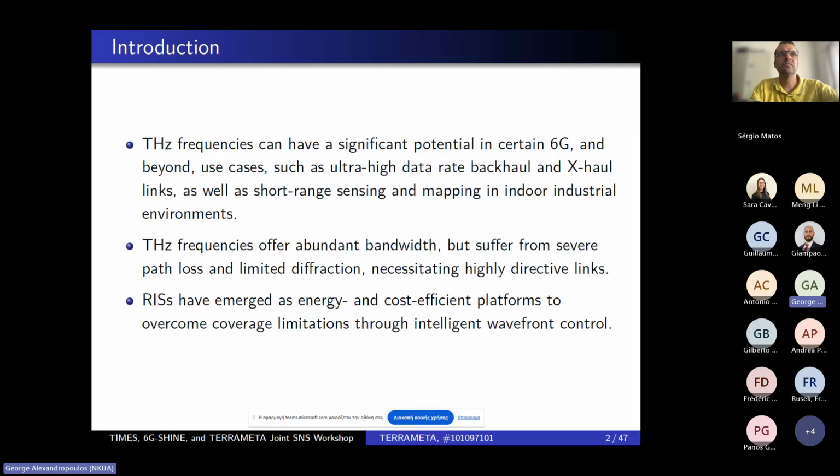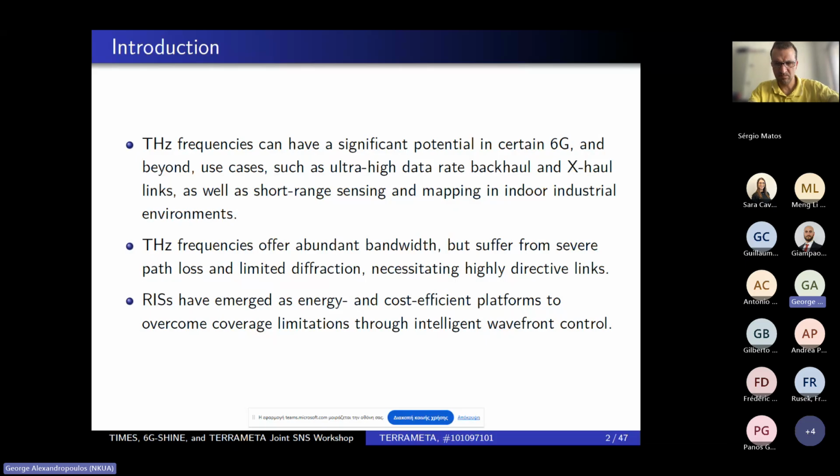Due to all the projects presented before, mainly from Times and TERRAMETA, we know well that terahertz frequencies have a huge potential in certain use cases. Initially, we hoped for 6G. 6G seems to have abandoned terahertz, but hopefully it will come up in certain use cases. I want to emphasize the use cases we are working with within the project: ultra high data rate backhaul and X-haul links, but also high capacity links for short range communications, and enabling applications other than communications, like sensing and radio mapping, especially in indoor industrial environments, which is one of the major core use cases within the project.